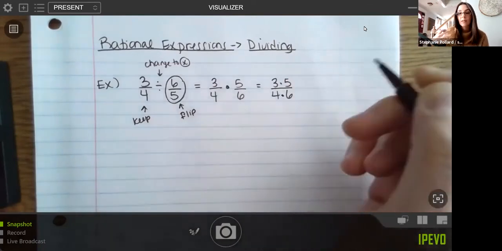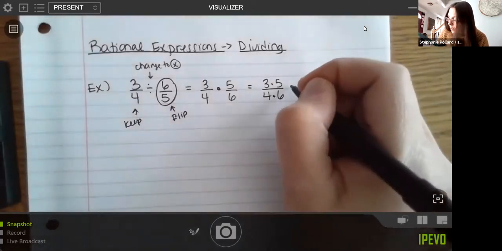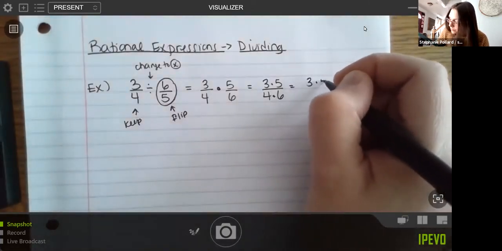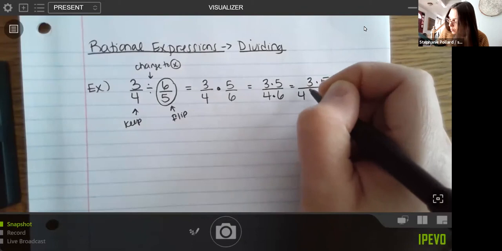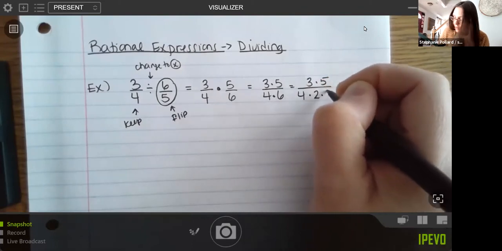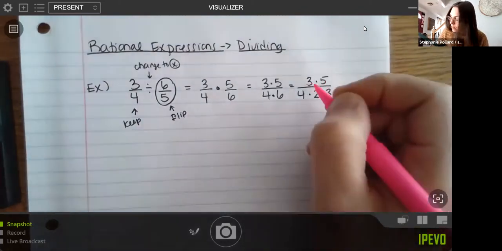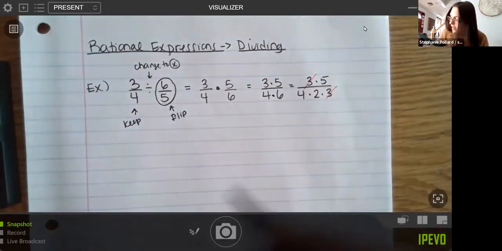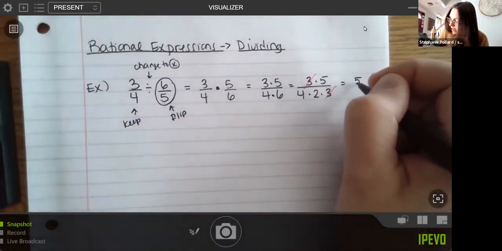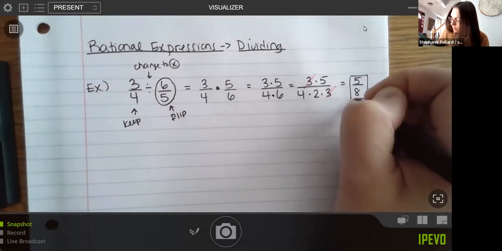And then you can also cancel factors in common. So you may notice that 6 can be broken into 2 times 3. So that factor of 3 would cancel out. And then you're left with just 5/8 for your final answer.